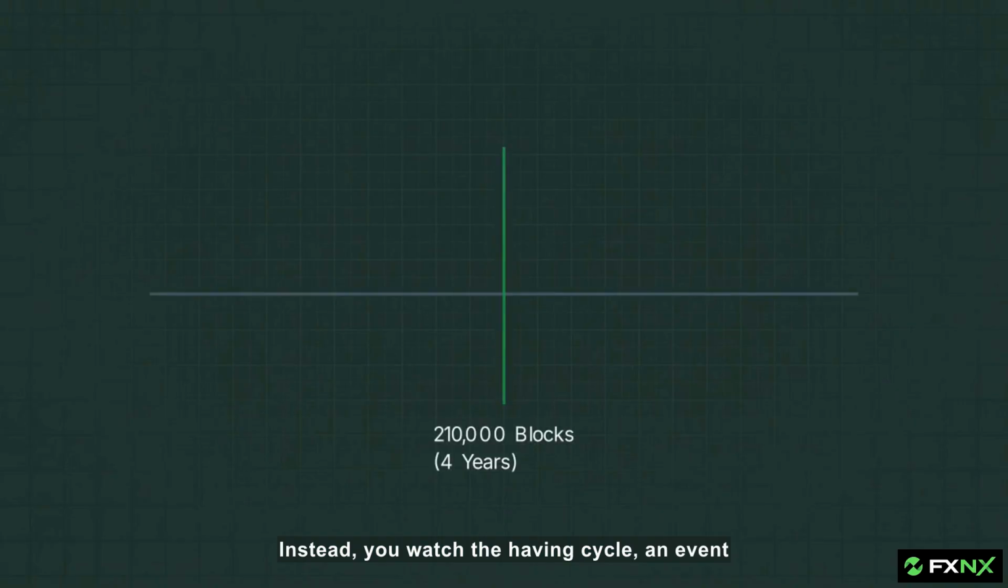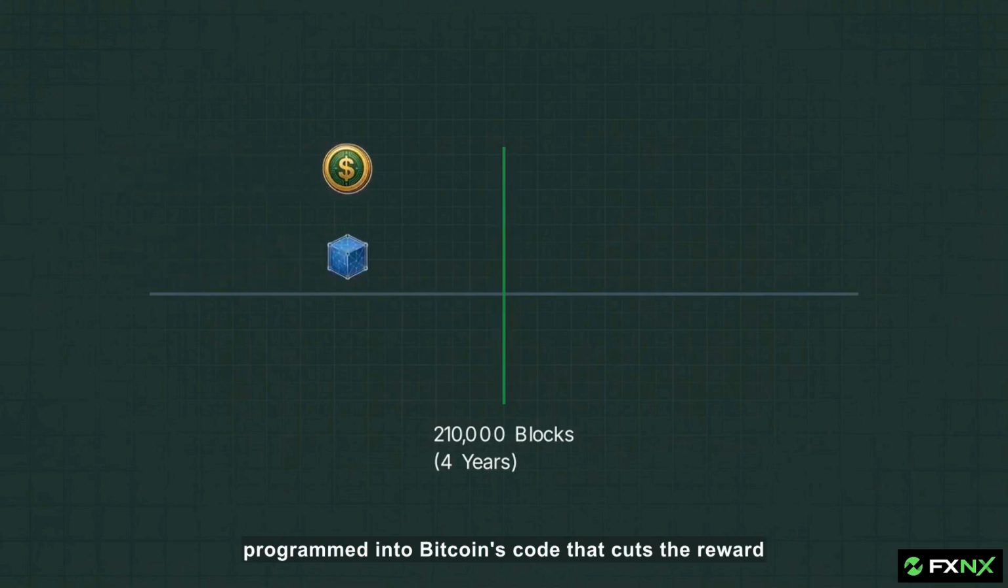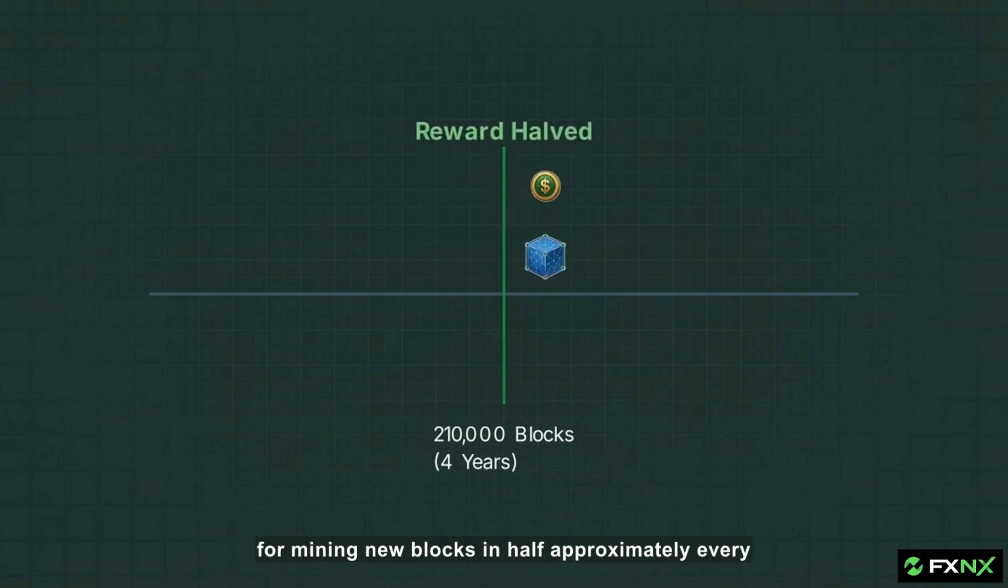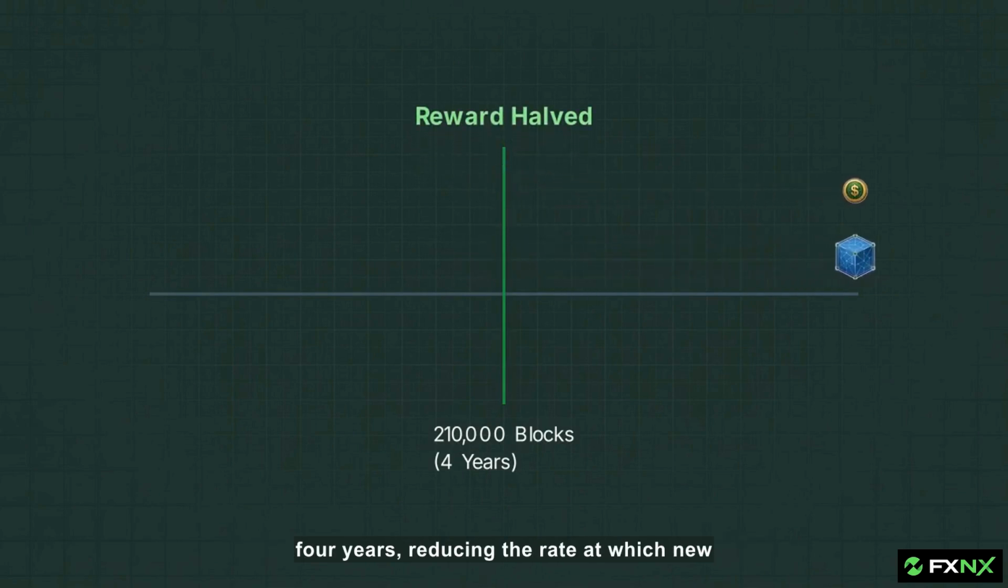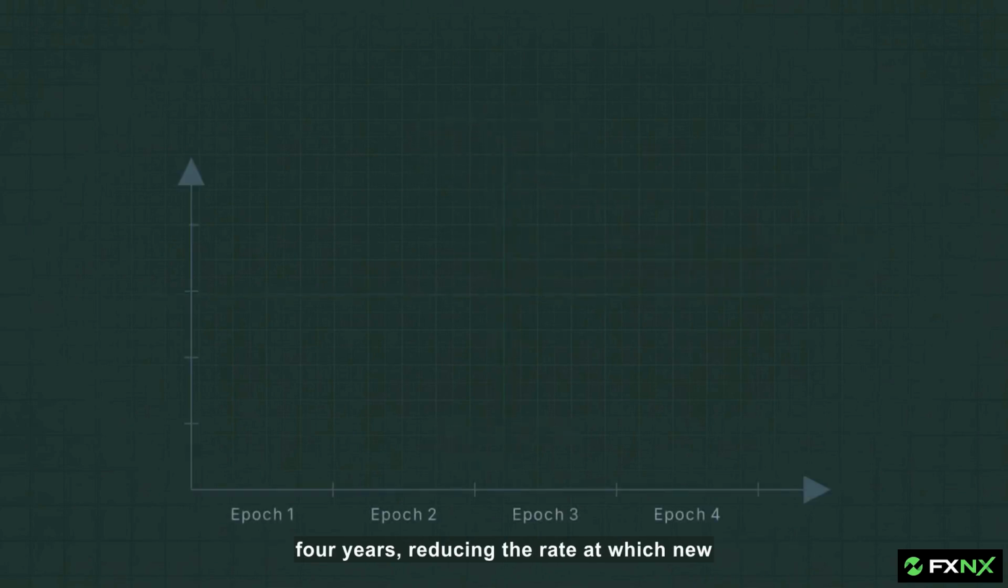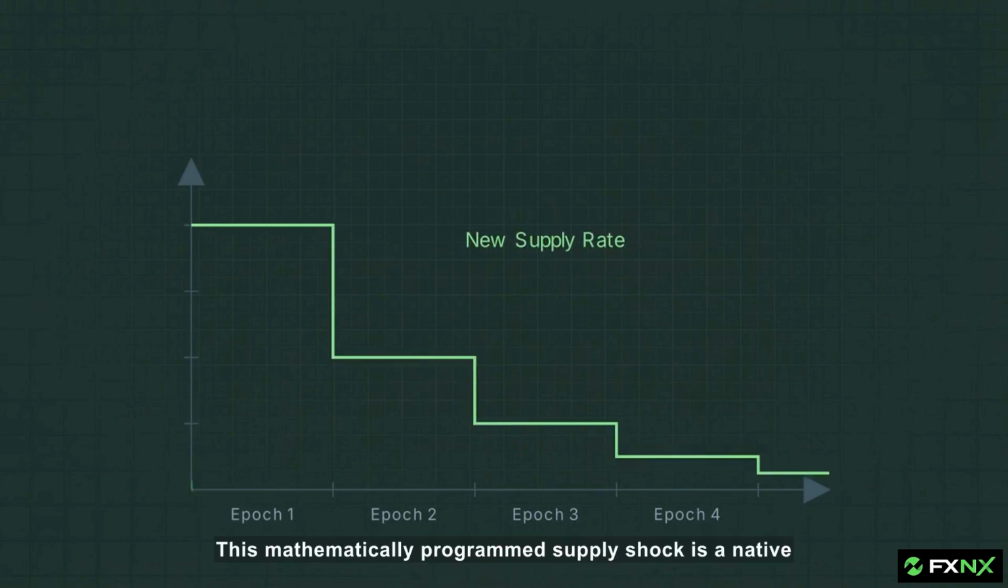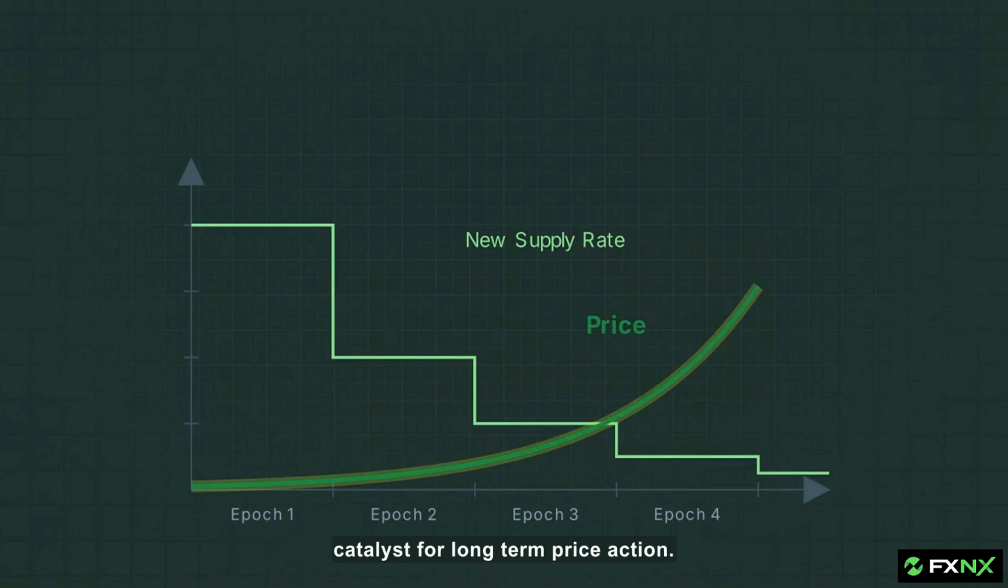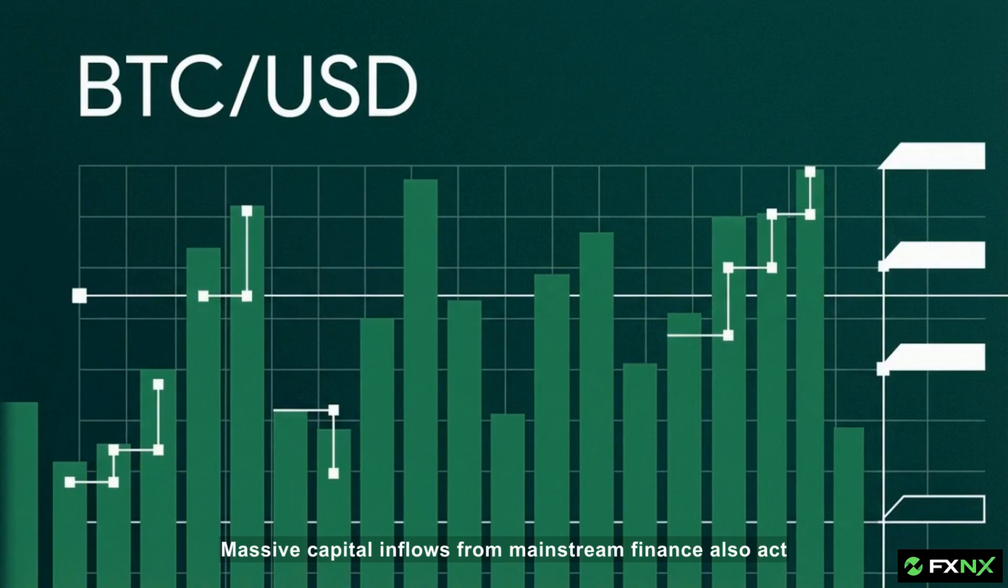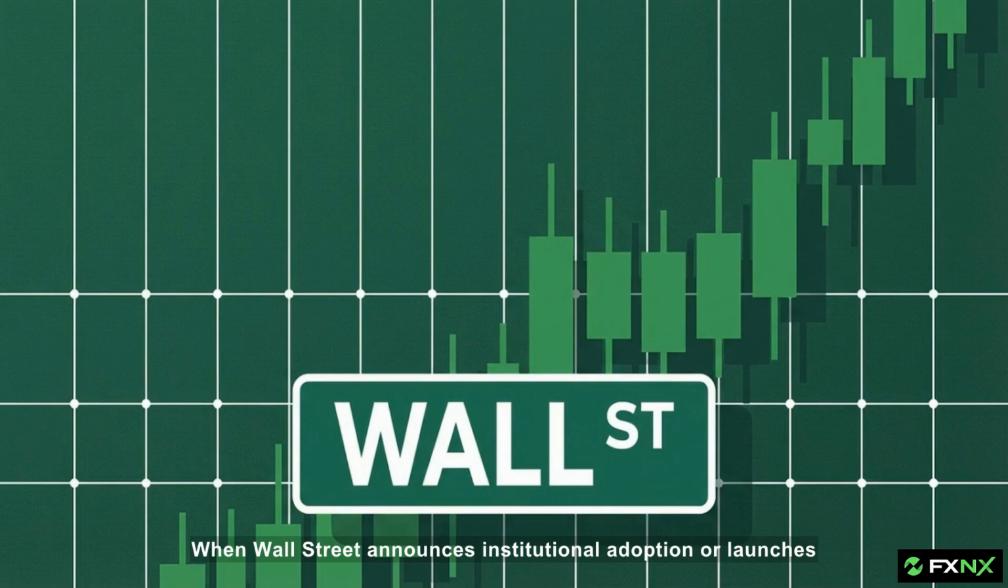Instead, you watch the halving cycle, an event programmed into Bitcoin's code that cuts the reward for mining new blocks in half approximately every 4 years, reducing the rate at which new coins are created. This mathematically programmed supply shock is a native catalyst for long-term price action. Massive capital inflows from mainstream finance also act as primary bullish catalysts. When Wall Street announces institutional adoption or launches spot Bitcoin ETFs, the market reacts violently.